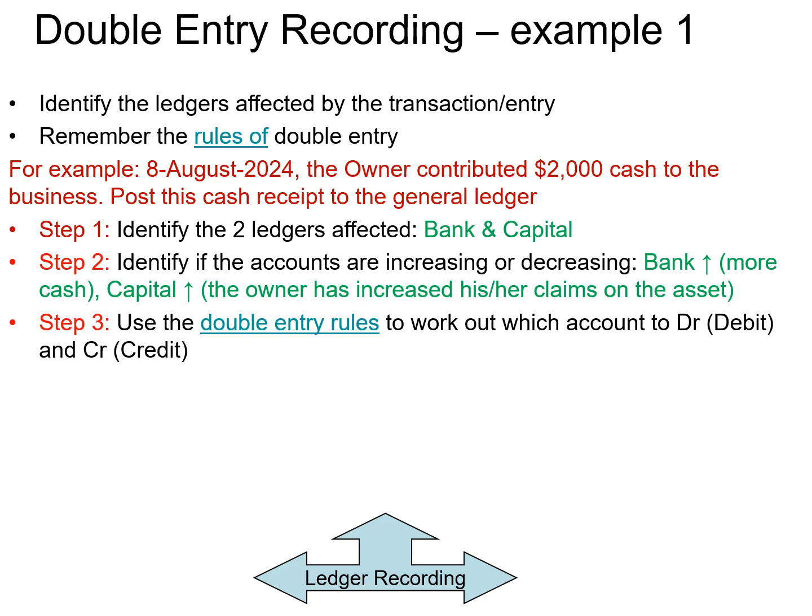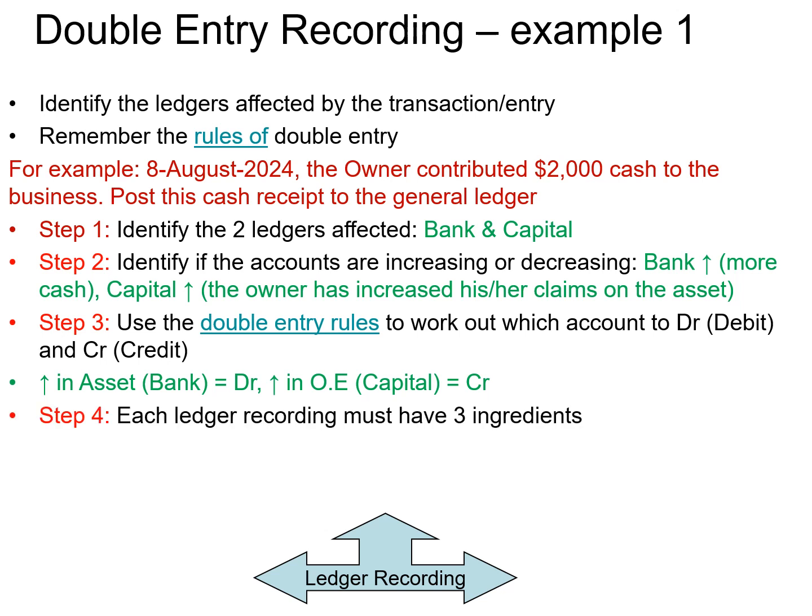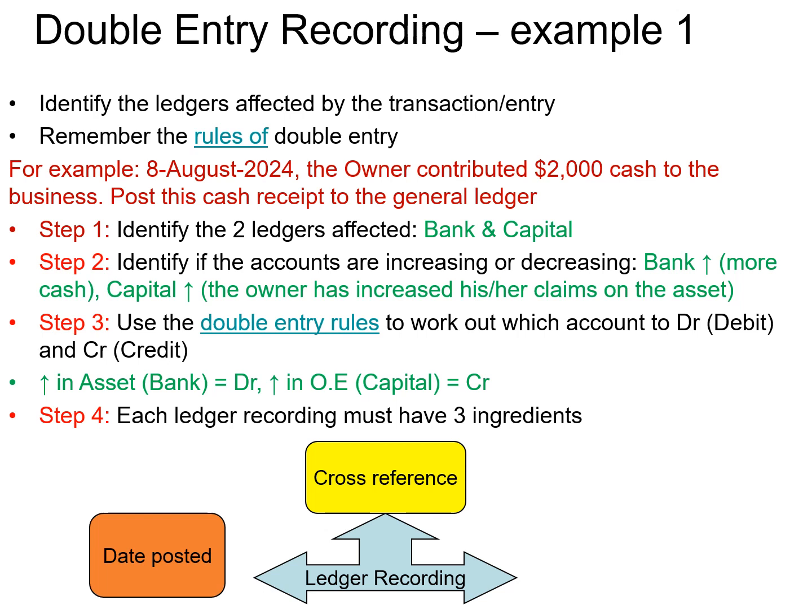Step three, then we work out our double entry rules to work out which is our debit and which is our credit. And we know that when we have an increase in an asset, that's a debit. And we know that when we have an increase on the other side of the balance sheet, the owner's equity, that's our credit. So just remember, in terms of our ledger recording, we've got to have a cross-reference, we need a date, and we need an amount.